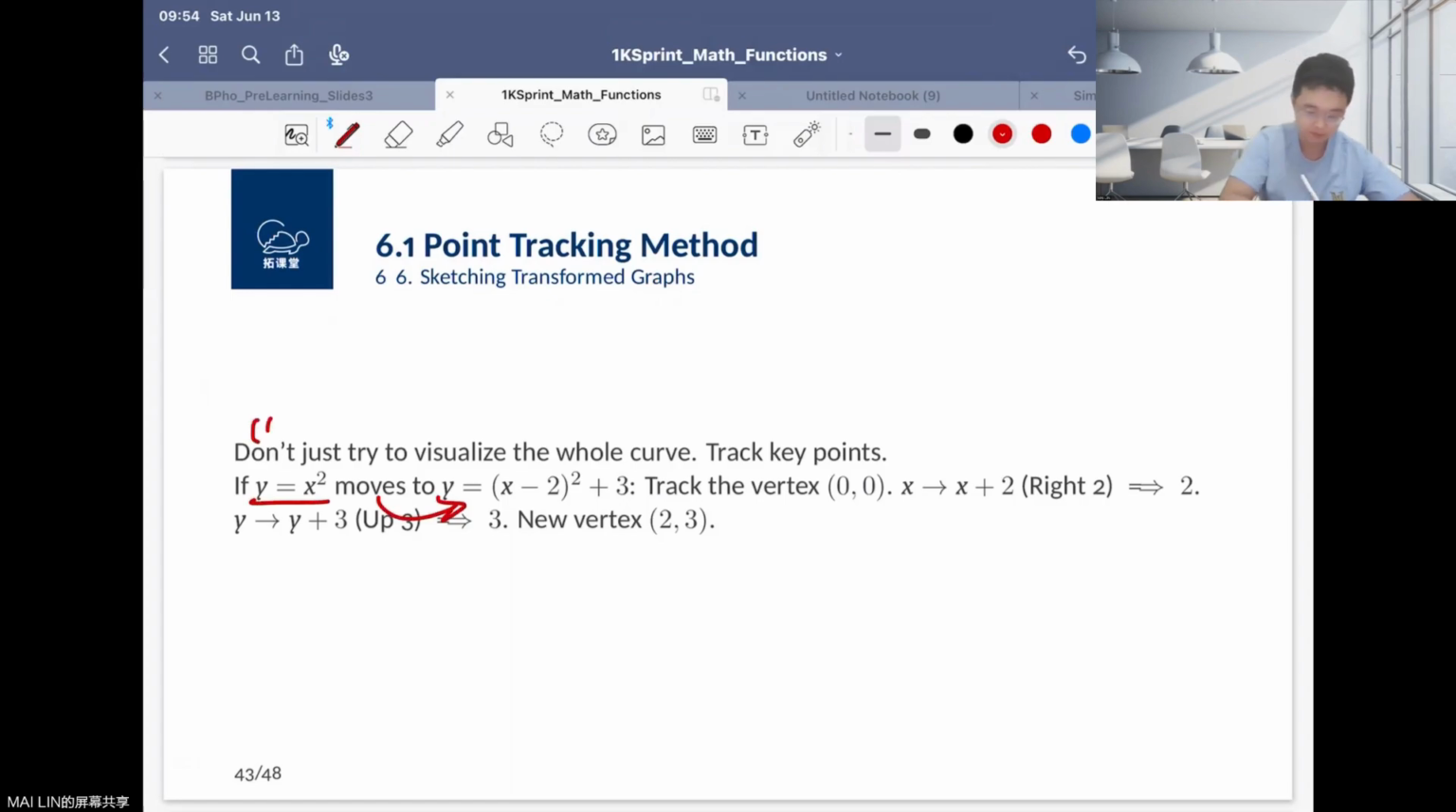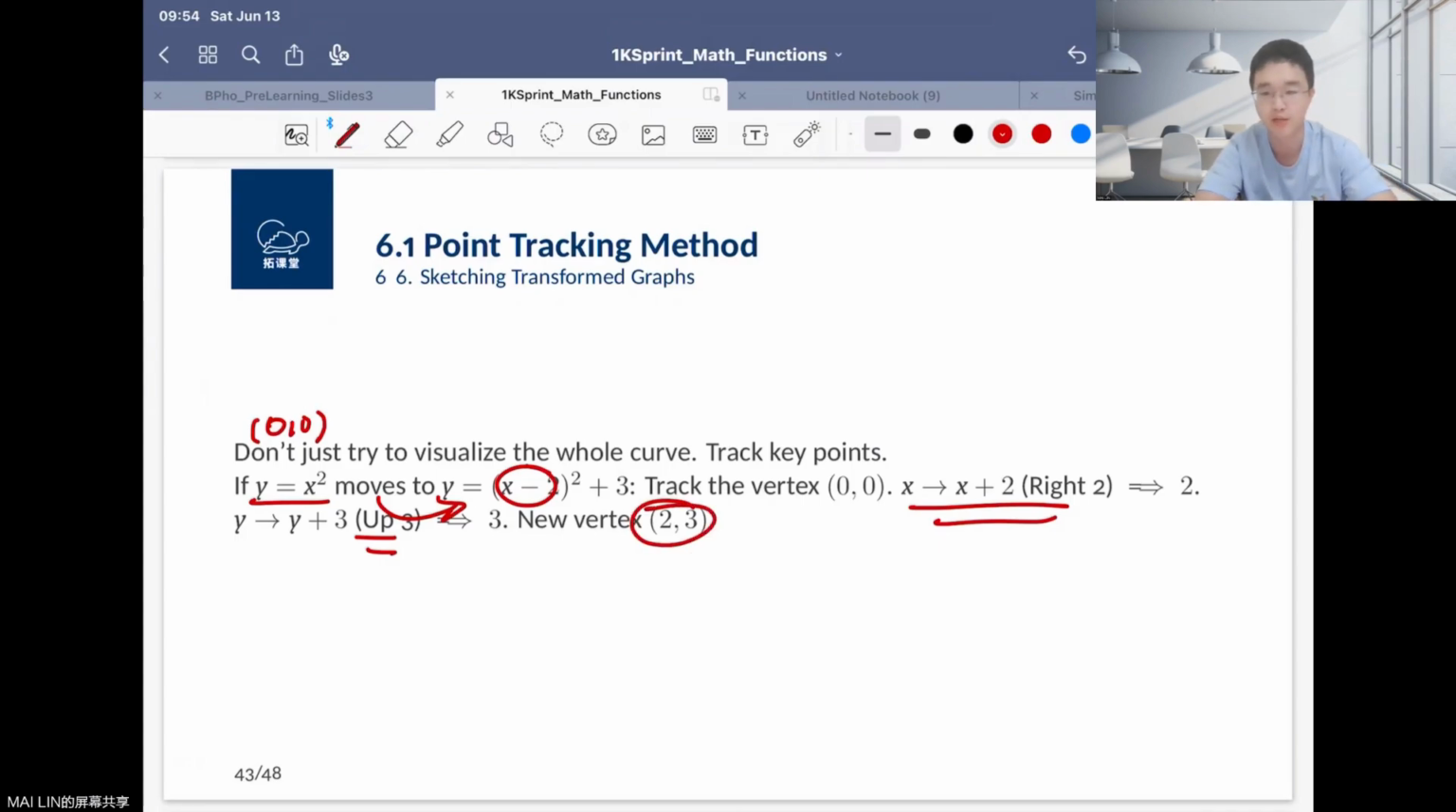At first, the vertex is (0, 0). And when it moves from x to x minus 2, we say it's moving right 2 units. So here the function inside is x minus 2. And then we are moving upward 3 units, and the new vertex is (2, 3), okay? So we can use this way to track a very simple form, okay?